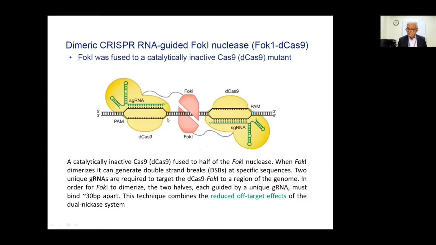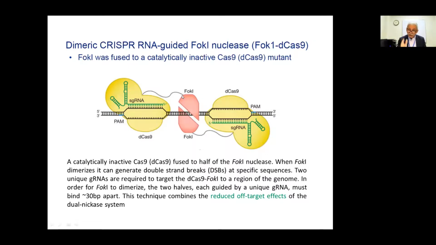What they do? They developed a fused Cas9 protein, a fusion protein. So what they had, a mutated Cas9 that had lost the capability to cut the DNA, and then they joined it with half of the protein of fork-1 nuclease. It's a kind of restriction enzyme. Restriction enzymes, they cut the DNA. So fork-1 is one of the restriction enzymes.